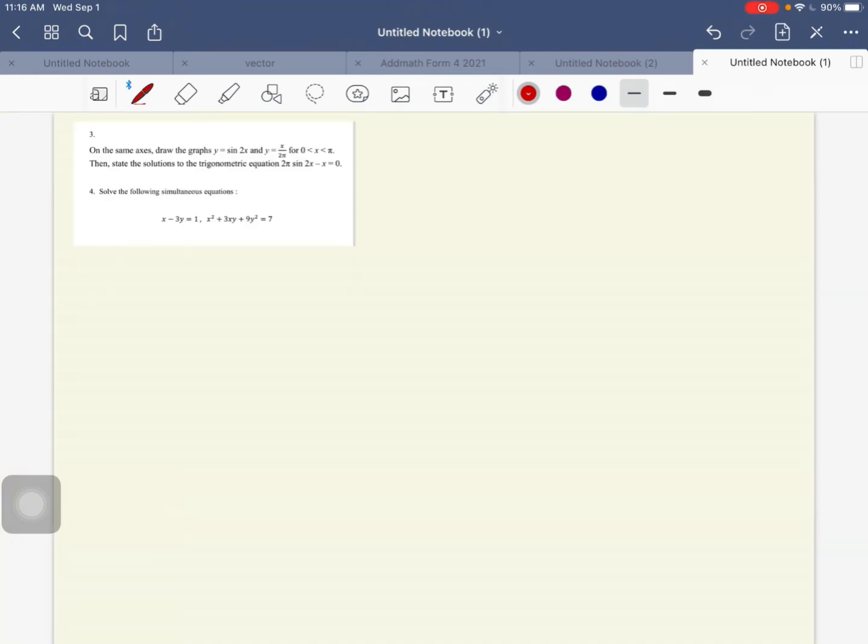Assalamualaikum warahmatullahi wabarakatuh. So we have already settled question number 3. Now we are going to solve question number 4. We know that we have two equations: x minus 3y equals 1, and x squared plus 3xy plus 9y squared equals 7. So we have one linear equation and one non-linear equation. To make it easier to solve this simultaneous equation, we make the linear equation the subject. So we make x the subject, so x will be 1 plus 3y.